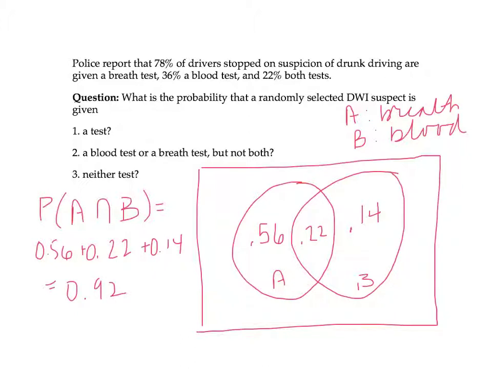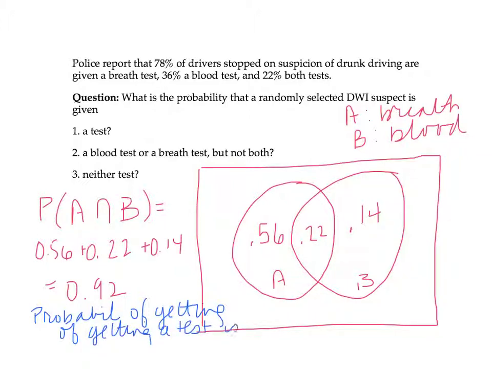Okay. Now you might think you're done, but in fact, I want these to be put in context. So you would say the probability of a driver stopped on suspicion of getting a test is 92%. Okay, with a period. I'm running out of room.